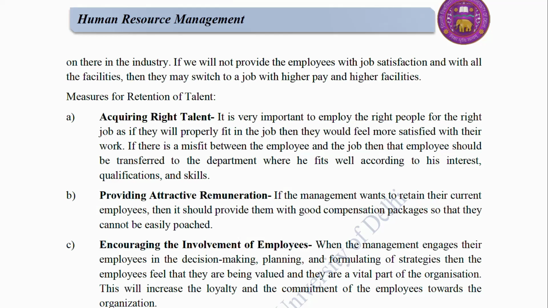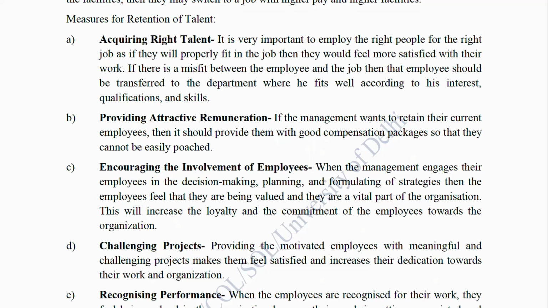Measures for retention of talent. First, acquiring right talent. It is very important to employ the right people for the right job, as if they will properly fit in the job, then they would feel more satisfied with their work. If there is a misfit between the employee and the job, then that employee should be transferred to the department where he fits well according to his interest, qualifications and skills.